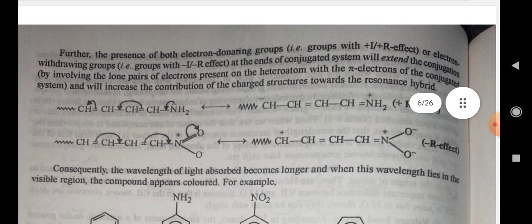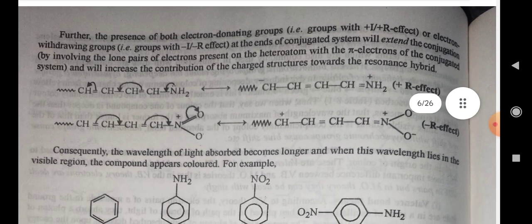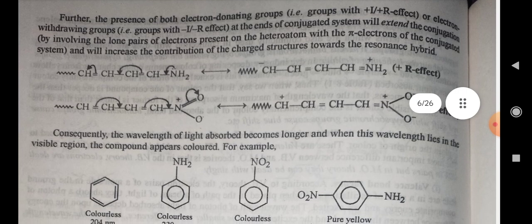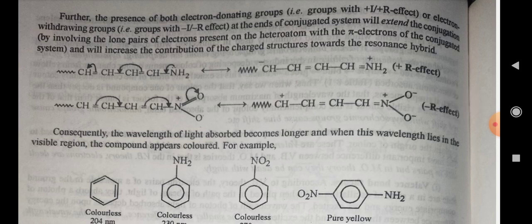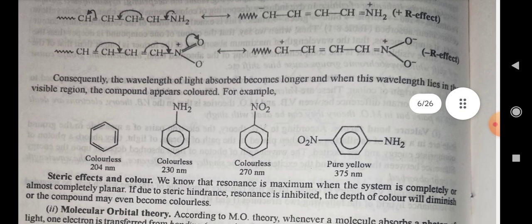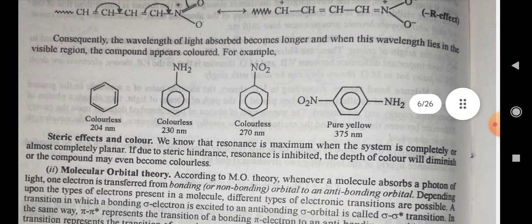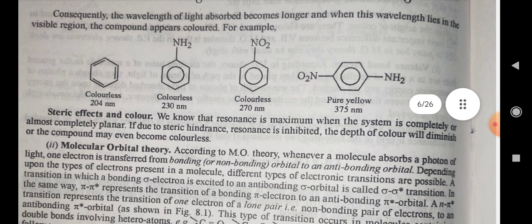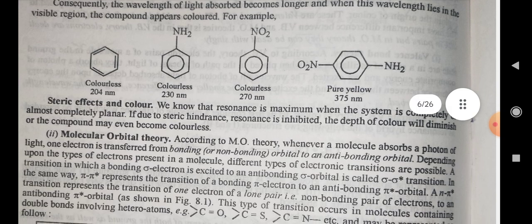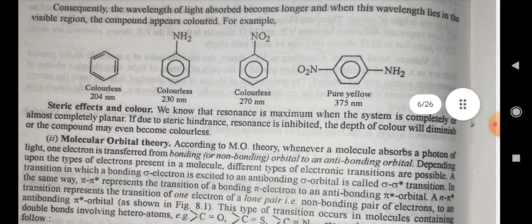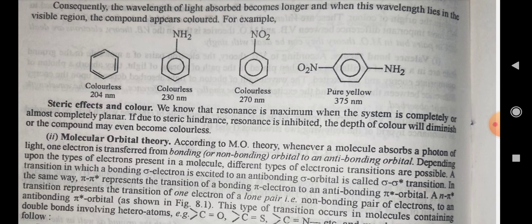Further, the presence of both electron donating groups and electron withdrawing groups at the ends of a conjugated system will extend the conjugation and will decrease the contribution of the charged structure towards the resonance hybrid. Consequently, the wavelength of the light absorbed becomes longer, and when this wavelength lies in the visible region, the compound appears colored. For example, a colorless compound at 204 nm, colorless.